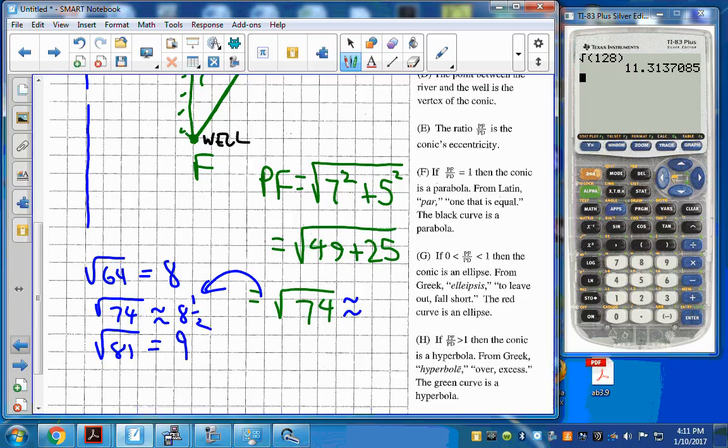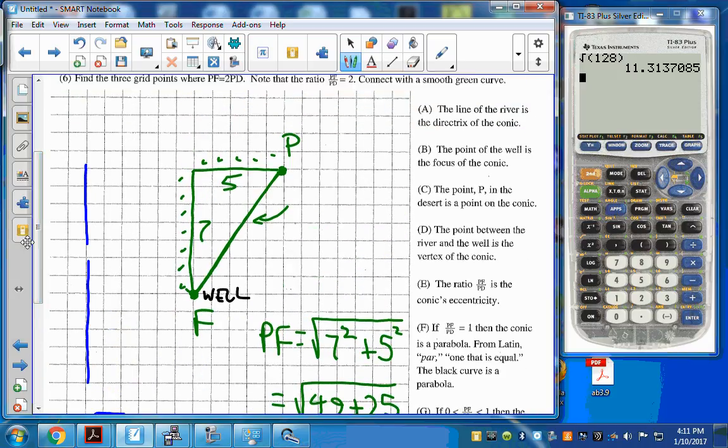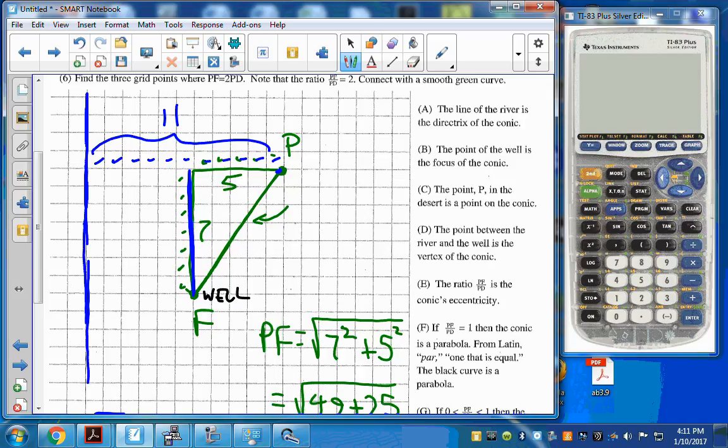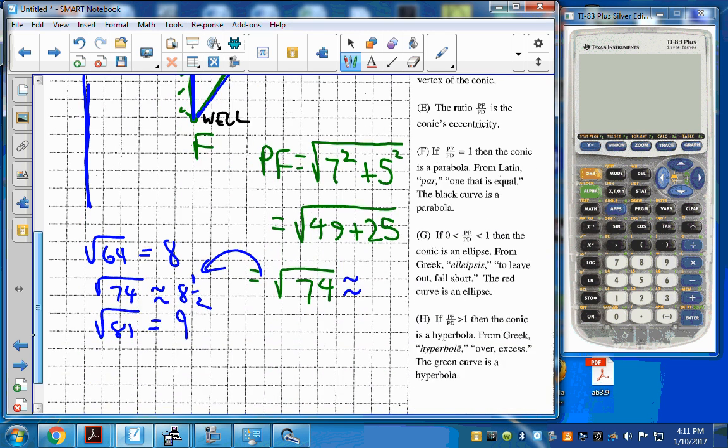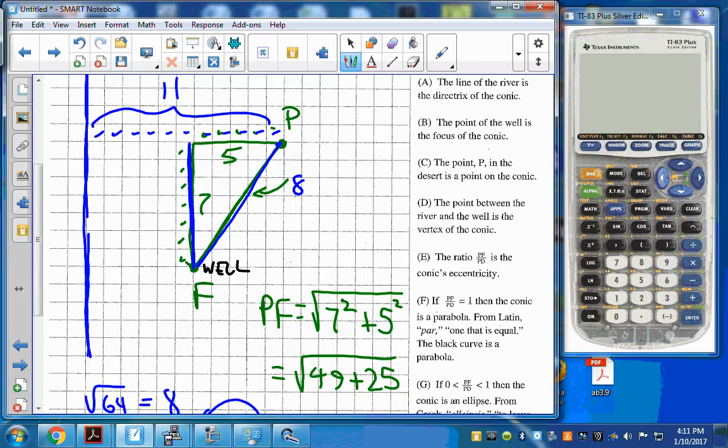8.5. So for the river and well problem, this point is 7 miles away from the well. It's, let's see, how far away from the river? 1, 2, 3, 4, 5, 6, 7, 8, 9, 10, 11. This is 11 miles away from the river. Remember, the river is the straight line. And how far from the well? Well, let's see. It is now going to be about, we estimated it, about 8.5 miles. So 8.5 miles. This point P, 8.5 miles away from the well, 11 miles away from the river.